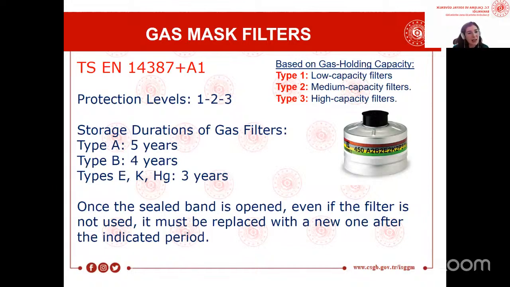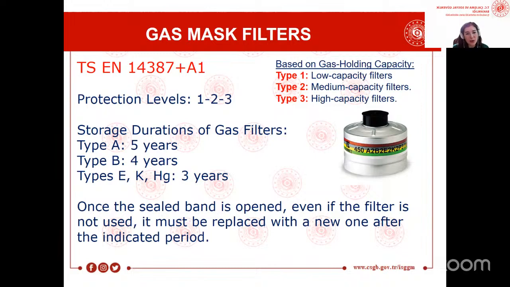These are gas mask filters. The gas mask filters standard is TS/EN 14387 plus A1. The protection levels could be 1, 2, or 3. The storage durations of gas filters are as follows. For type A, it's 5 years. For type B, it's 4 years. For types E, K, and HG, it is 3 years.